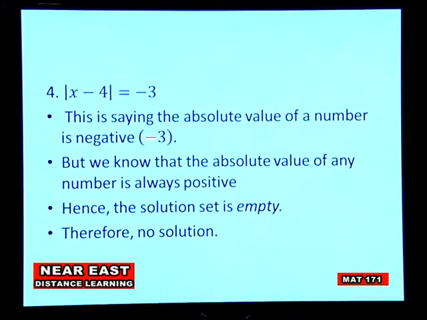So now, the absolute value of x minus 4 is equal to minus 3. So now this question is very different from our previous questions. The absolute value of x minus 4 is minus 3. This is saying a number is minus 3 units from 0.